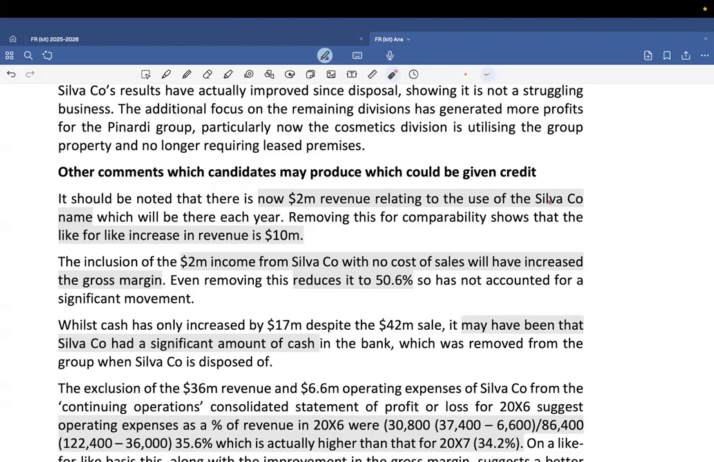Now this particular 2 million increase is without having the cost of sales. It is just like a free item. That means there is no cost of sales involved, and despite that, they are getting a 2 million increase in revenue. So even if 2 million is reduced, it would still generate a profit of 51 something percent. Clear.